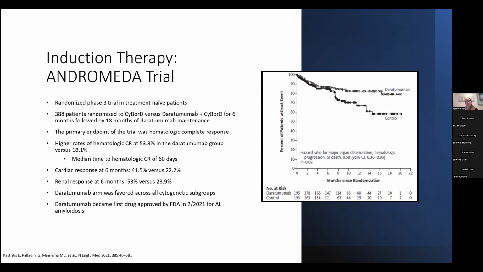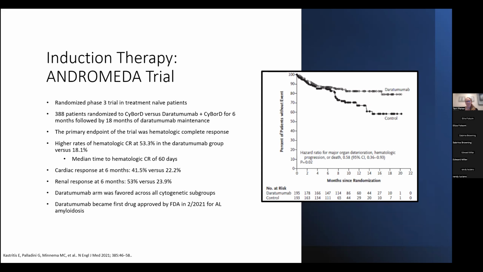This was a randomized phase 3 trial in treatment-naive patients, so individuals who have never seen therapy. There was a total of 388 patients who were randomized to receive either the combination of Cytoxan, bortezomib, dexamethasone versus daratumumab, Cytoxan, bortezomib, dexamethasone for 6 months, followed by 18 months of daratumumab maintenance. The primary endpoint of this trial was the hematological complete response rates.